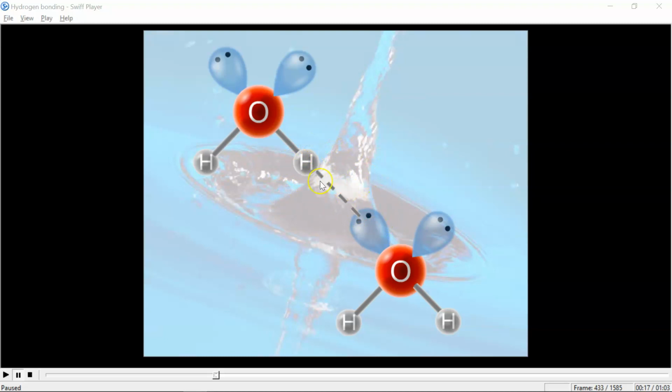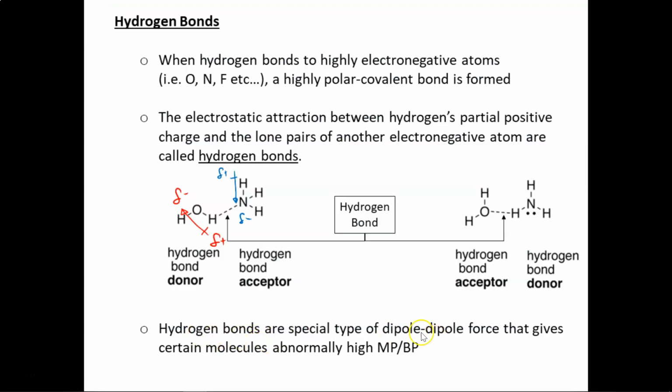So hydrogen bonds are still considered to be dipole-dipole forces, but due to the large charge separation, due to the highly polar nature of the bond, we get abnormally high melting points and boiling points than what we would normally see in a regular dipole-dipole attraction.